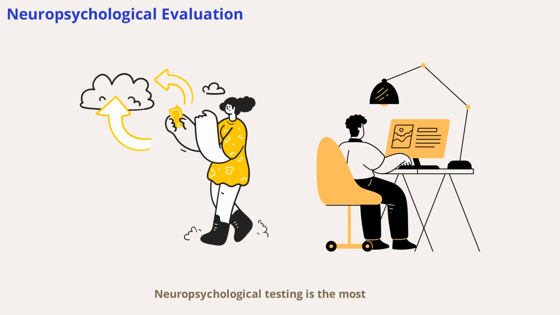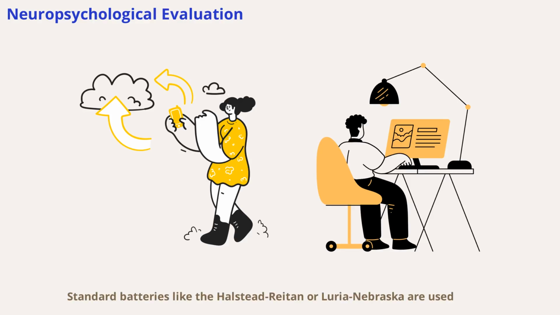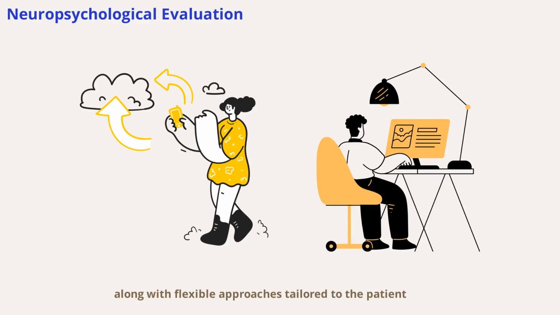Neuropsychological testing is the most comprehensive way to assess mental function. It can take a full day or more and covers intelligence, memory, attention, language, visuospatial skills, sensorimotor ability, and problem-solving. Standard batteries like the Halstead-Reitan or Luria-Nebraska are used, along with flexible approaches tailored to the patient. These tests are especially useful for detecting subtle deficits, such as those seen in early brain injury or severe psychiatric illness.